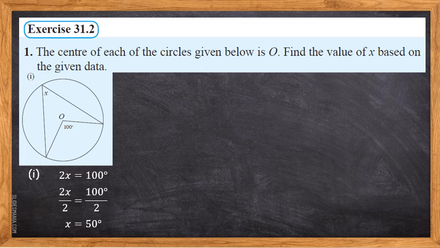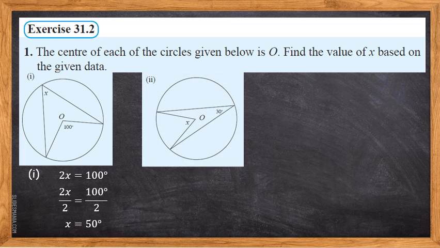Then you get x is 50 degrees. Right. Then let's look at the second part. Then again we can use the theorem: the angle subtended at the center of the circle is twice the angle subtended at the remaining part of the circle by the same arc. Right. Then according to the theorem, x is 2 times 30. Right. x is twice 30. Then when you simplify, you get x is 60 degrees.